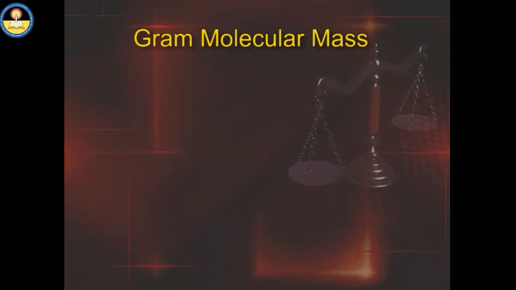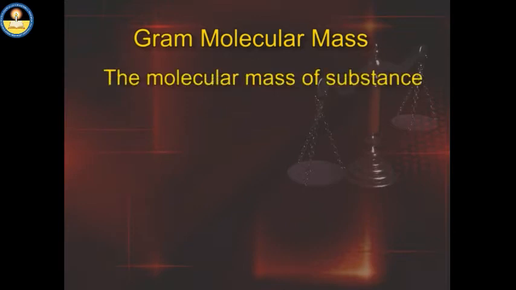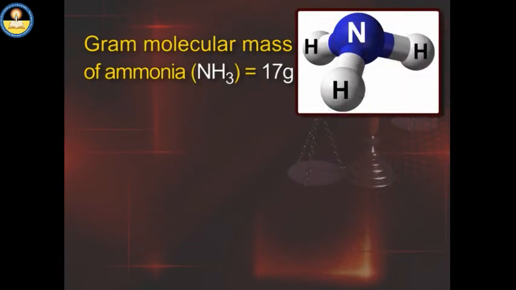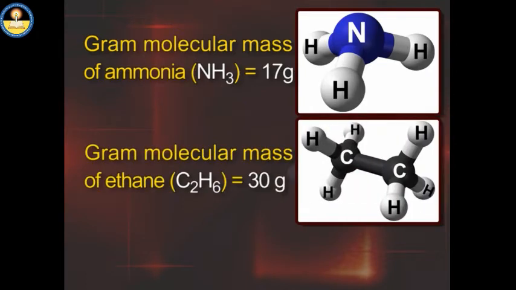Let us now learn about gram molecular mass. The gram molecular mass of a substance may be defined as the molecular mass of substance expressed in grams, which is numerically equal to the relative molecular mass expressed in U. For example, gram molecular mass of ammonia NH3 is equal to 17 grams. Gram molecular mass of ethane C2H6 is equal to 30 grams.